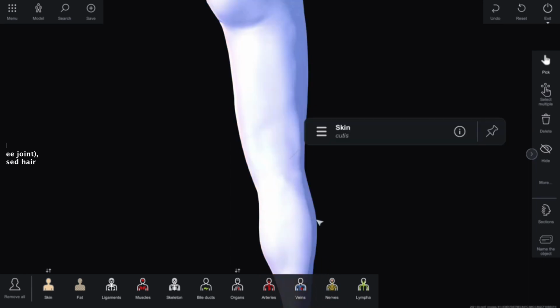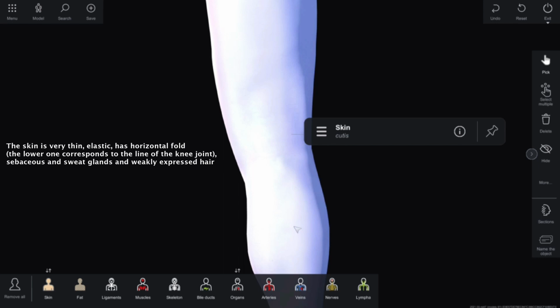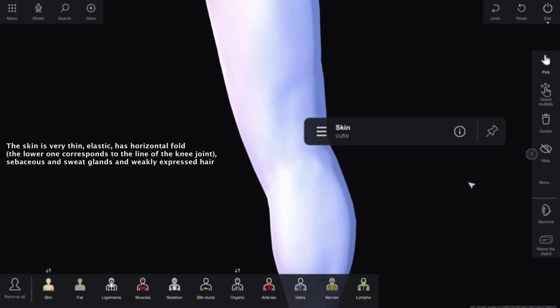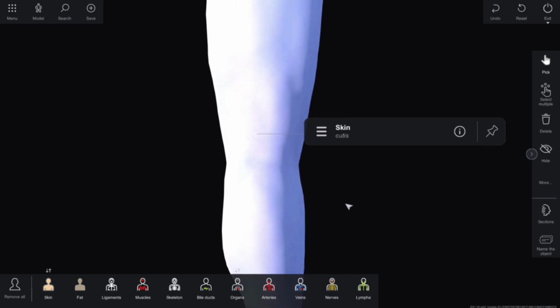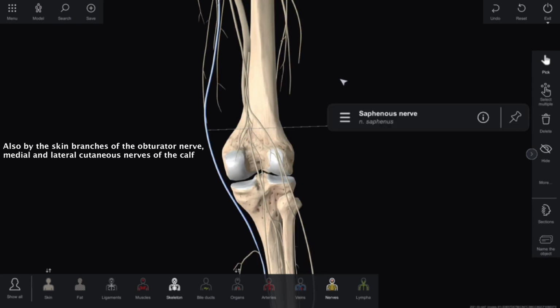The skin is very thin, elastic, has horizontal folds, the lower one corresponds to the line of the knee joint, and has sebaceous and sweat glands, and weakly expressed hair. It's innervated by the posterior cutaneous nerve of thigh and the saphenous nerve.